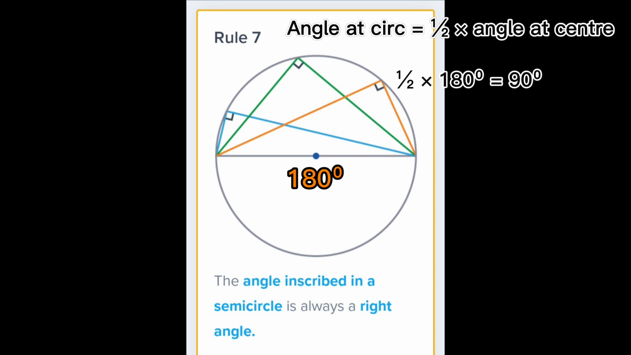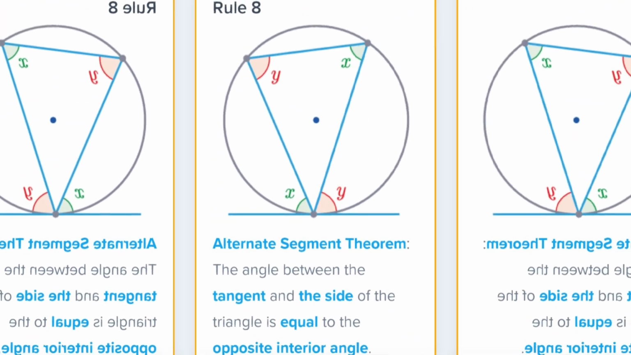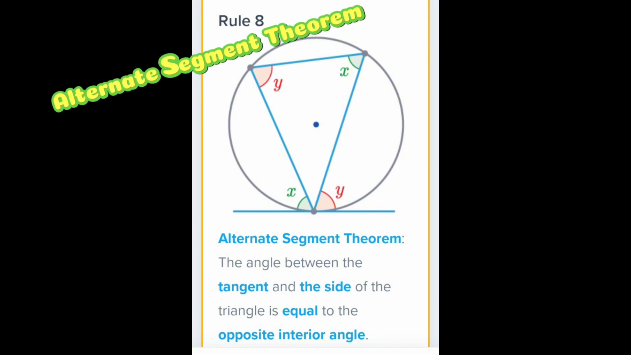So rule number 3 says angle at circumference is half of angle at center. When your angle at center, which is the semicircle, is 180 degrees, then we have angle at circumference equal to half times 180 degrees, which equals 90 degrees. So rule number 7 says the angle inscribed in a semicircle is always a right angle. Rule number 8 gives us the alternate segment theorem.